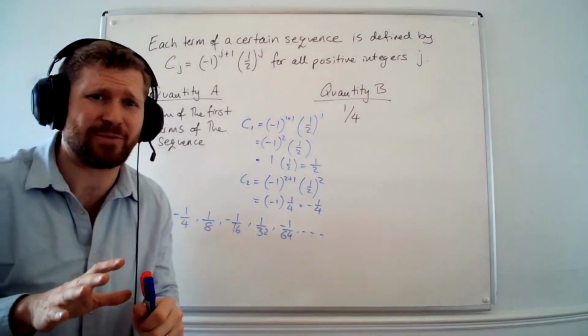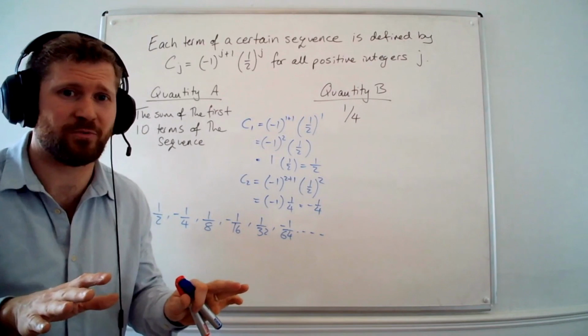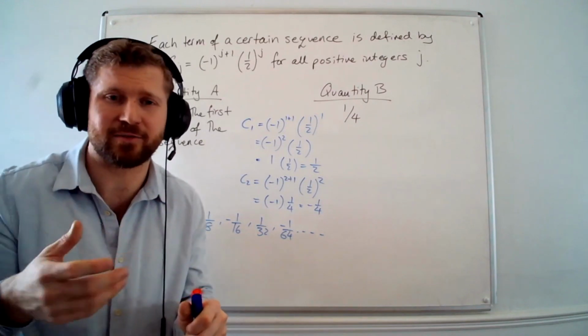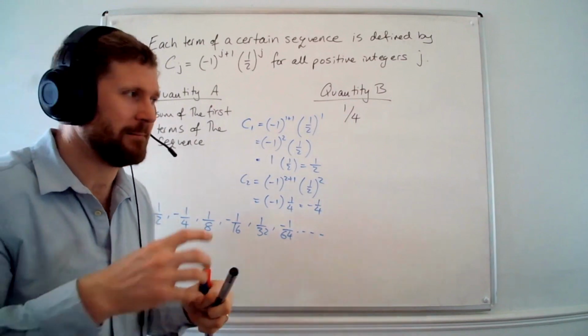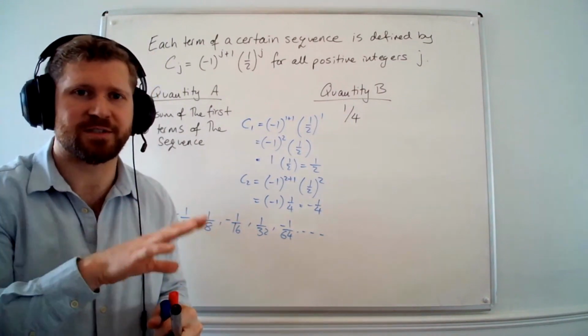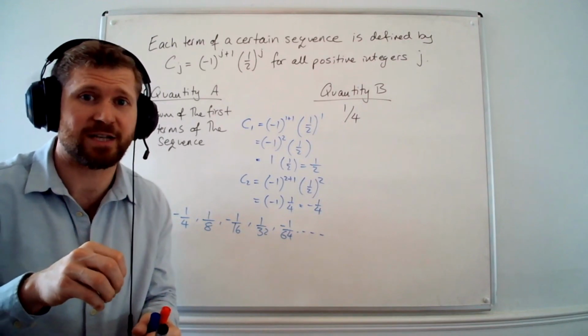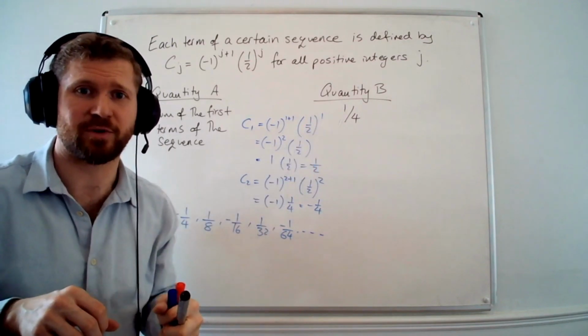And really, I want to find a way around. I do not want to add up all 10 terms. I'm going to be here for some time. So I'm looking for, is there another way of thinking about this problem? Now, the benefit here, this is a quantitative comparison problem, so I don't need to know what quantity A is. I just need to know whether it's bigger or smaller than a quarter.